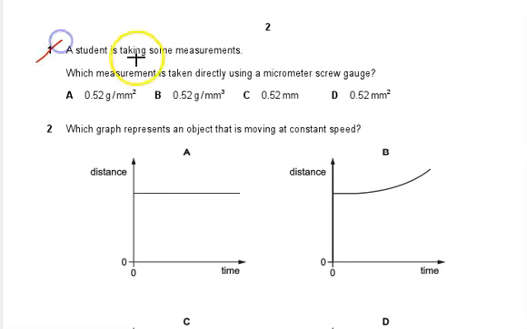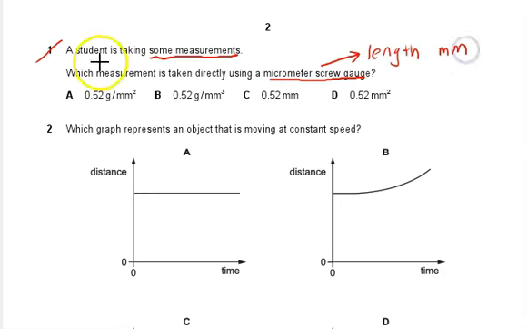Okay, now number 1, a student is taking some measurements. Which measurement is taken directly using a micrometer screw gauge? Okay, a micrometer screw gauge is to measure length. So length will be in millimeters. If you look here, there is area, volume, length, and here are the measurements for the area. So your best answer here will be C, because it's only for length.